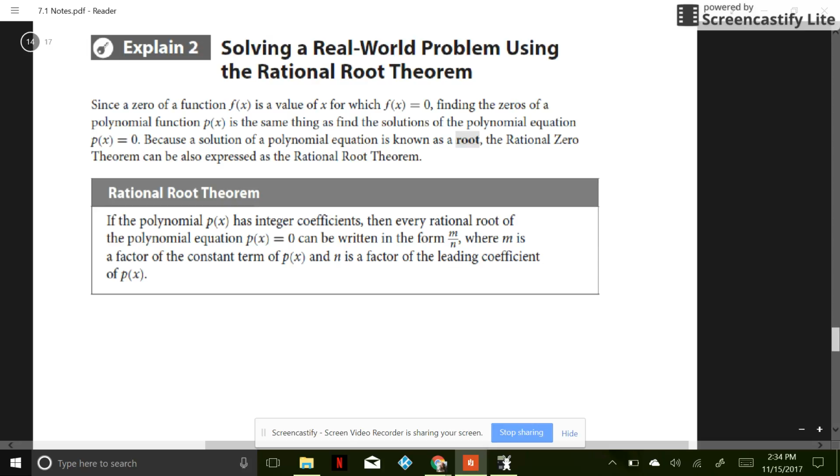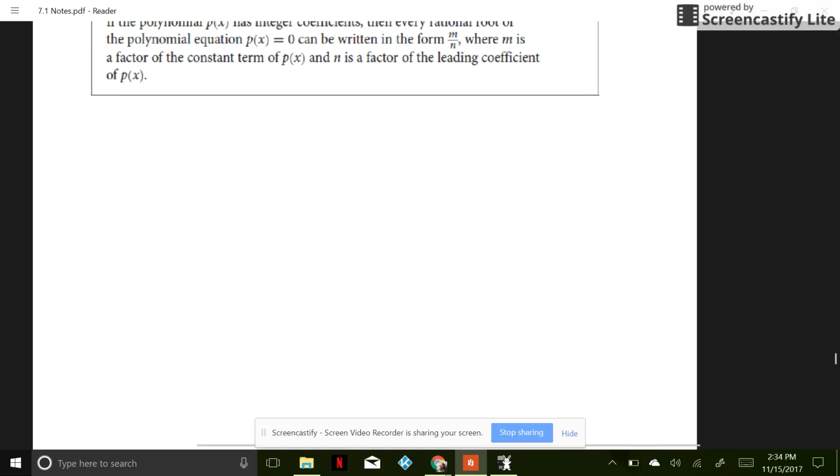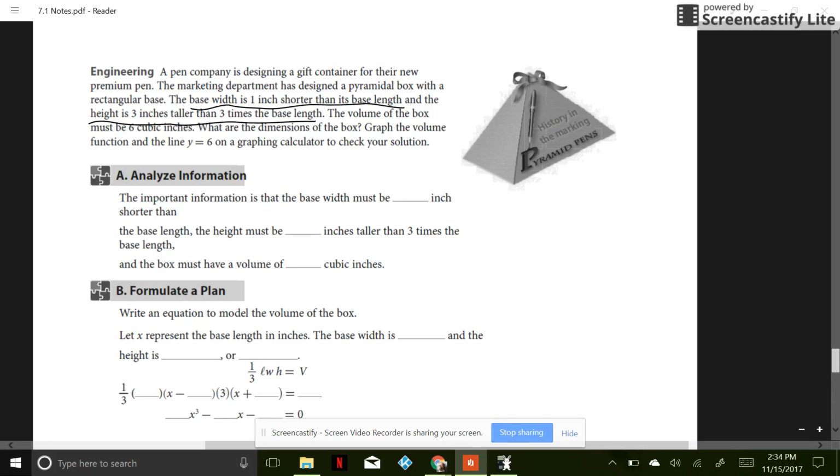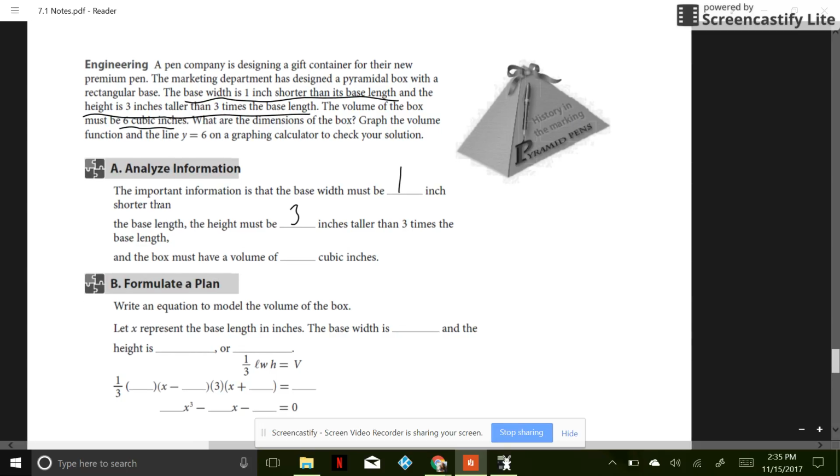So we can solve real-world problems using a similar idea here. A pen company is designing a gift container for a new premium pen. They've designed a pyramidal box with a rectangular base. The base width is 1 inch shorter than the base length, and the height is 3 inches taller than 3 times the base length. The volume then is 6 cubic inches. So the important information is that the base width must be 1 inch shorter than the base length. The height must be 3 inches taller than 3 times the base length, and has to have a volume of 6.